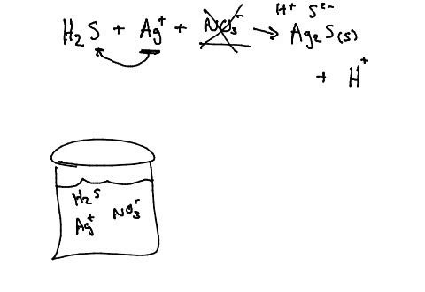And to balance this, you'll need a 2 here to get the 2 silvers. And I think you'll need 2 hydrogens. Yep. And that's it. So that's the answer to question 1. We want to jump on down to question number 2.